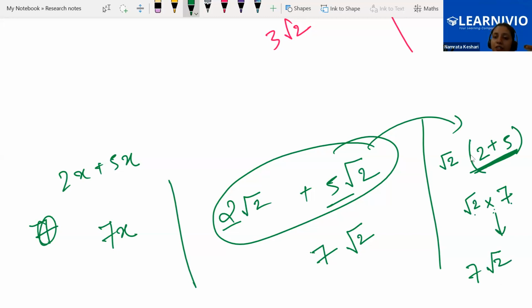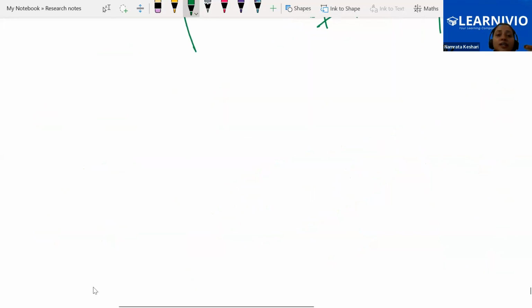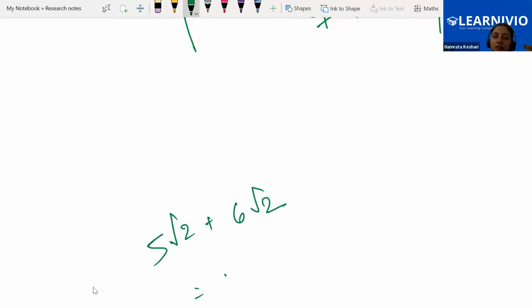तो जब भी, क्या, डू वी नीड टू डू ऑल द प्रोसेस? No, directly we will be doing. Okay, 5 root 2 plus 6 root 2. Can you tell me what will be the answer, Sarah and Ayan? 11 root 2. Exactly. 5 root 2 minus 6 root 2. What will be the answer?